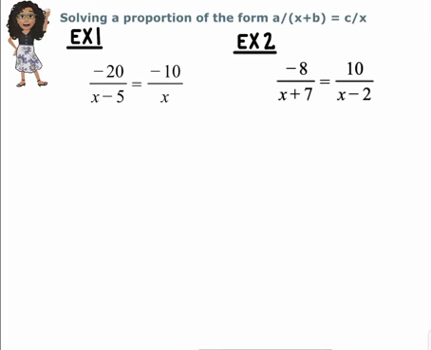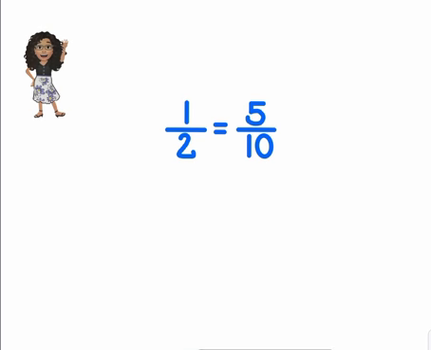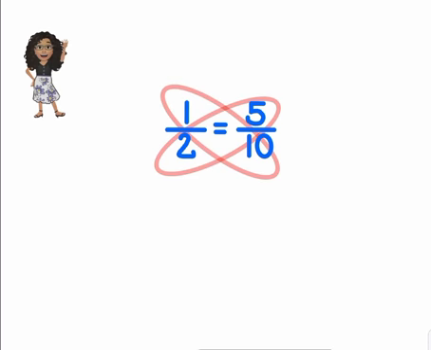To solve a proportion, which is really a fraction equal to a fraction, we're going to multiply the diagonals together and set them equal. Let's remind ourselves why we can do that with some fractions that you already know are equivalent. 1/2 and 5/10 are equal to each other, and if we multiply their diagonals, they will also be equal.